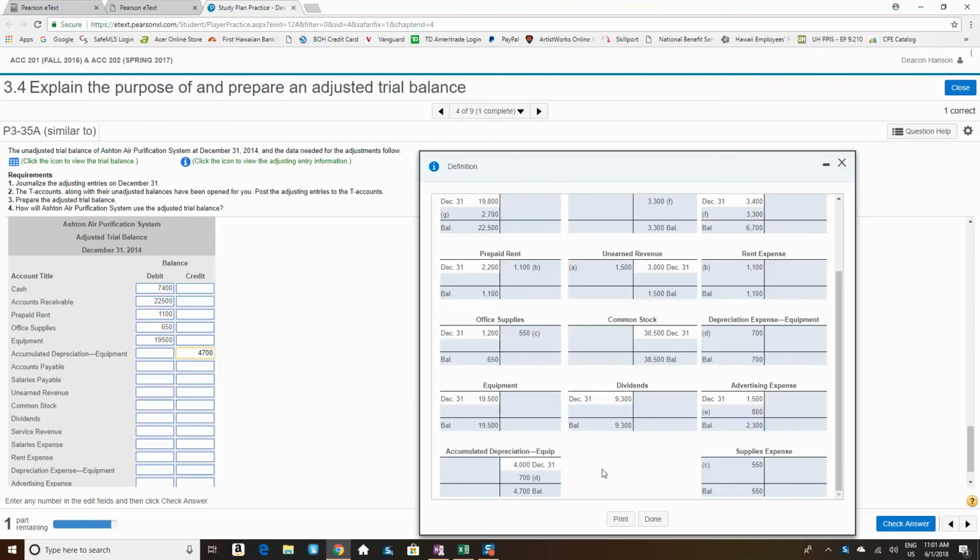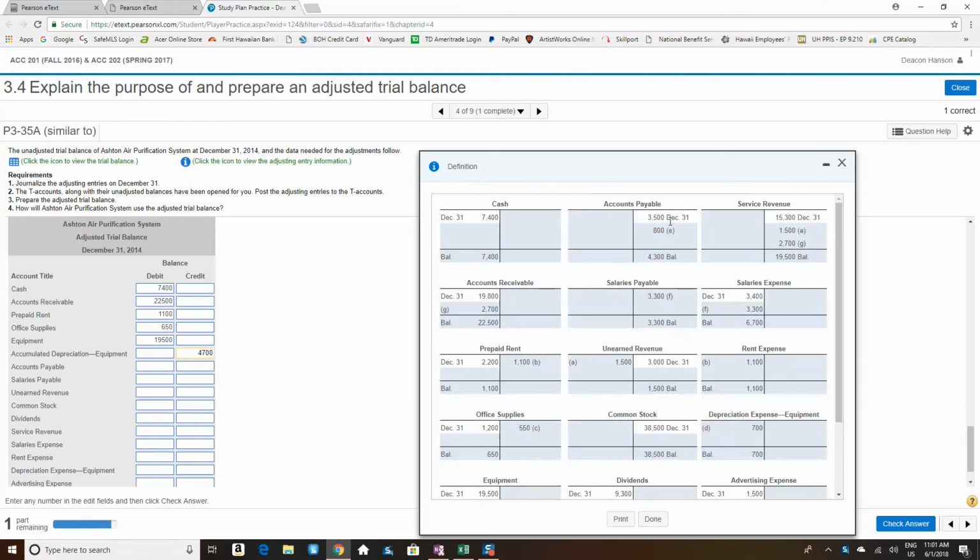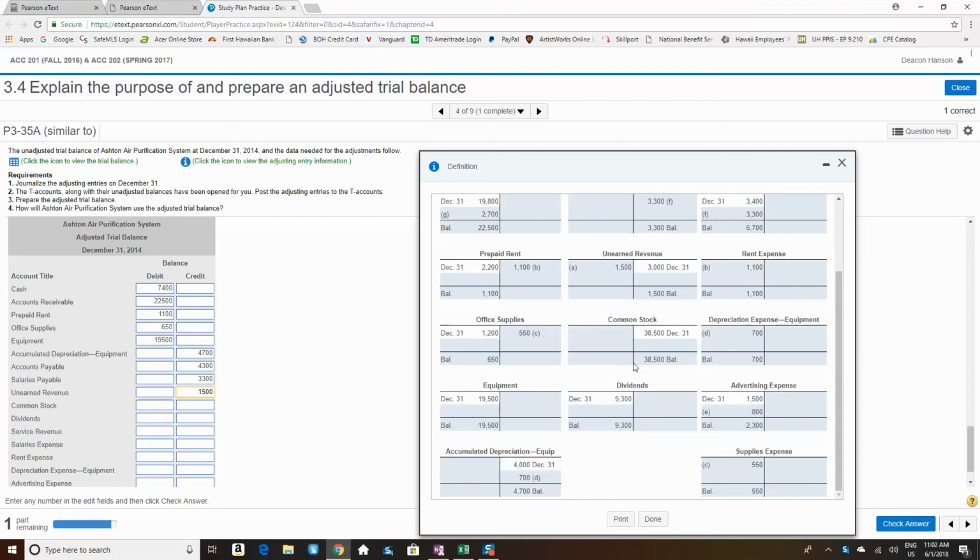Now we can scroll up. The next thing we have is accounts payable. Now we got credit balances, 4,300. We got salaries payable, 3,300. Unearned revenue, a liability, 1,500. Common stock, now we're into equity. Credit balance, 38,500. Now dividends. Remember, dividends have normal debit balances because they decrease equity. So 9,300 to dividends.